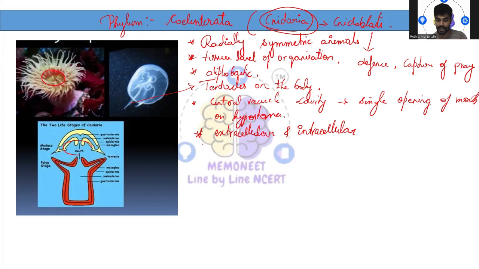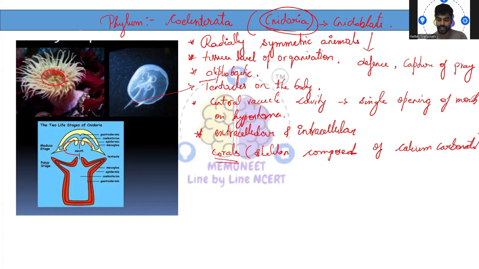Examples are some of the examples, corals. They have a skeleton. So these corals, right? They have a skeleton composed of calcium carbonate. So their skeleton consists of a component of calcium carbonate.